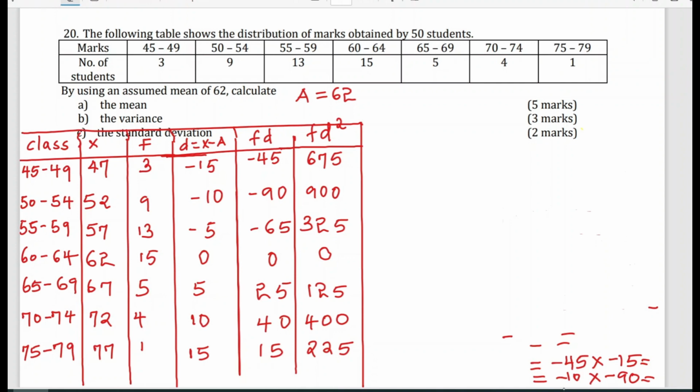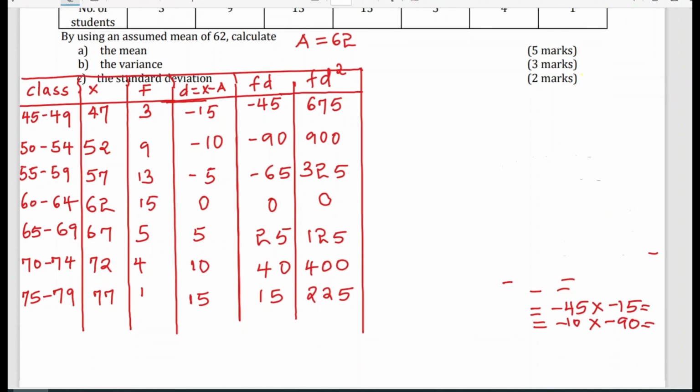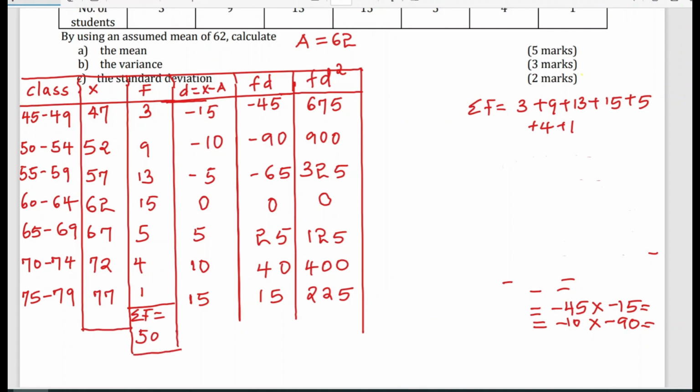So let us continue. So we need to calculate the mean. Before that, we need to get the summation. That is the sum of some tables. So I need to get the sum of F. We call it sigma F. It simply means you add all the F. So it will be 3 plus 9 plus 13 plus 15 plus 5, what we have in the F table, plus 4 plus 1. And that one is going to give us 50. So we know that the summation for F is 50.